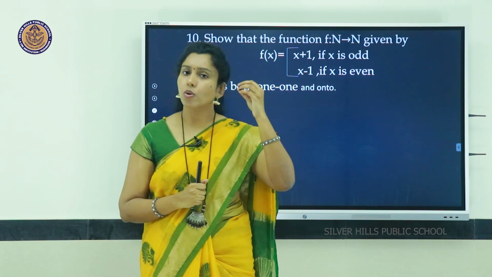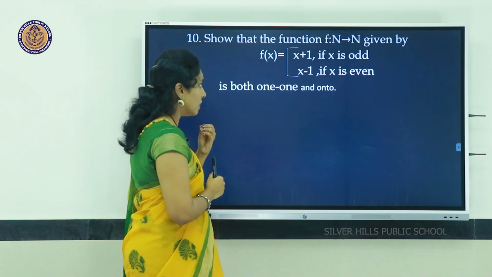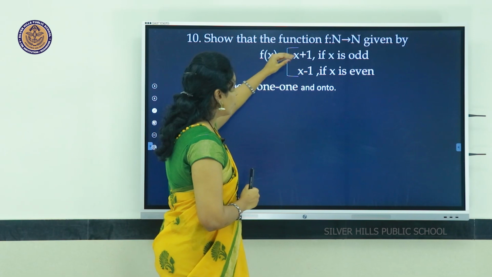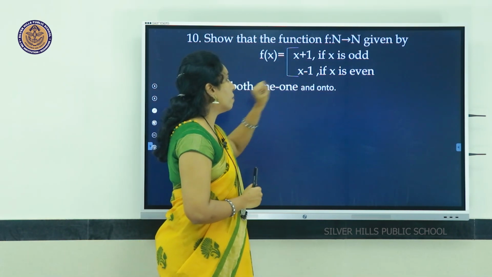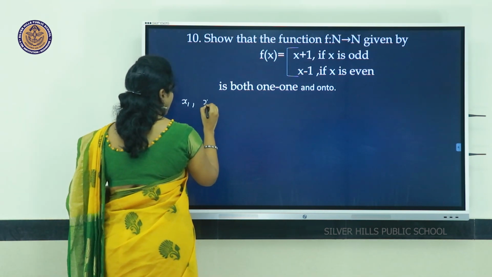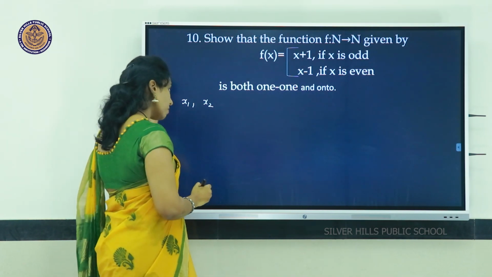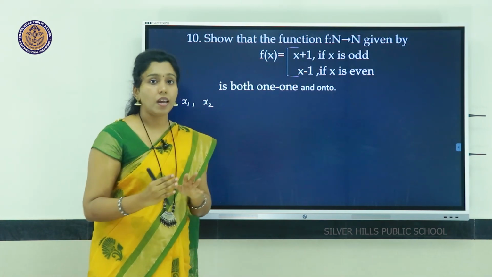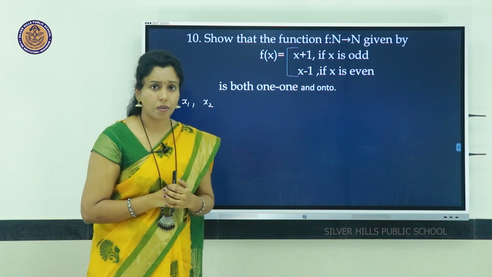So, now from where do we select this x1 and x2? From the first set, isn't it? But then here the function is divided into two. For odd numbers it is x plus 1, and for even numbers it is x minus 1. So, when you select x1 and x2, x1 can be odd, x2 can be even, x1 can be even, x2 can be odd, or both can be even, both can be odd. So, how can you select x1 and x2?